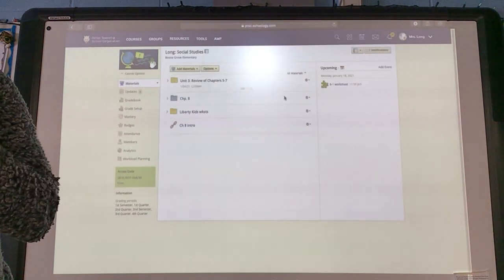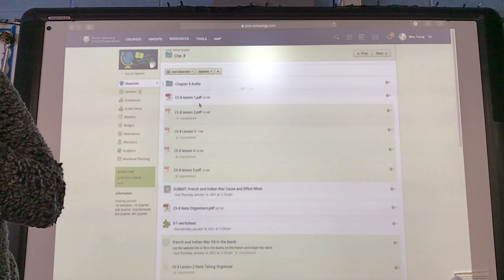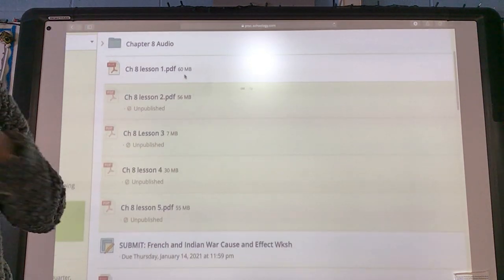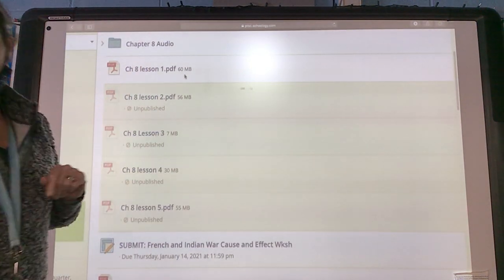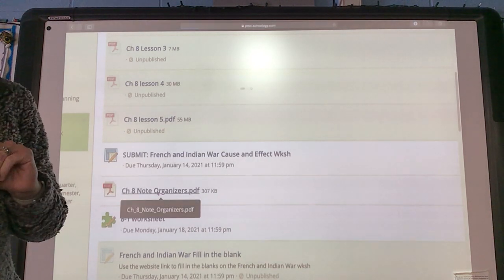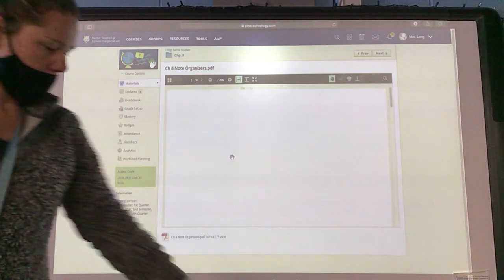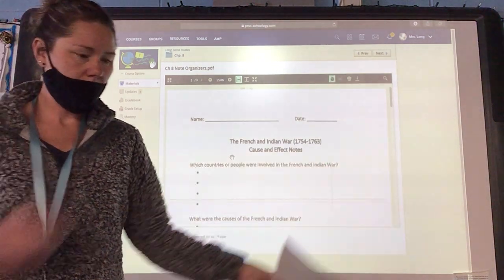All right, so today, we're getting back into our Chapter 8. You read Lesson 1 Wednesday. You should have opened up this Chapter 8 note organizers. Get it submitted. Miss Bob, I can't find it. Kind of late, but here's a copy.